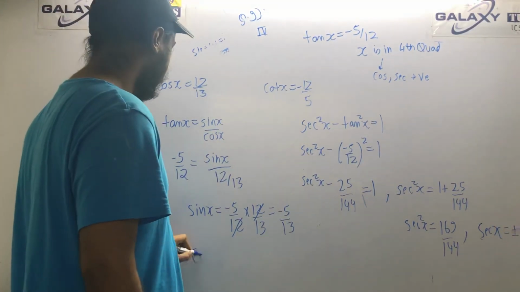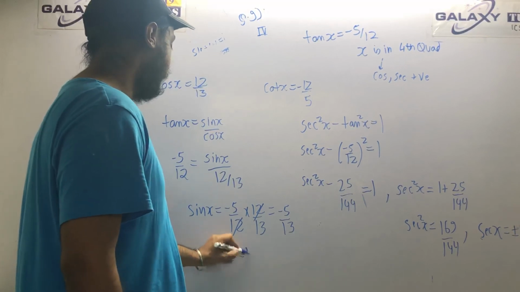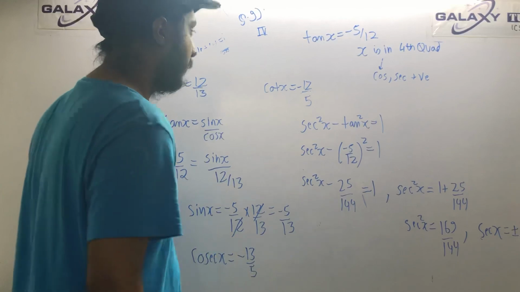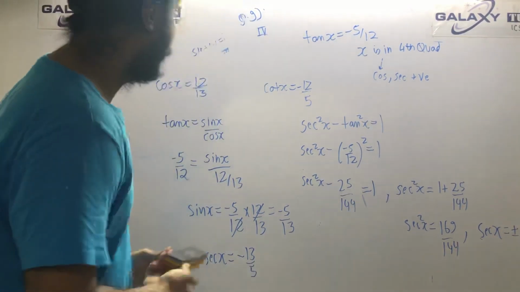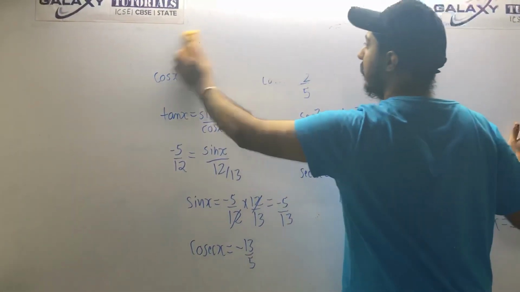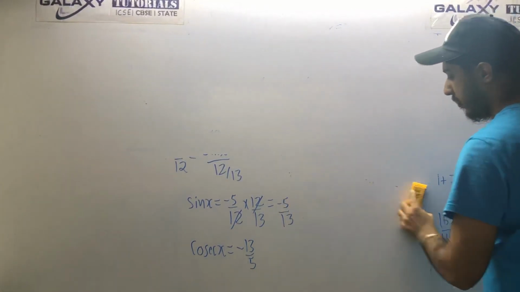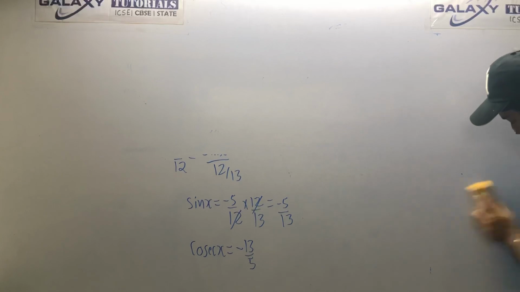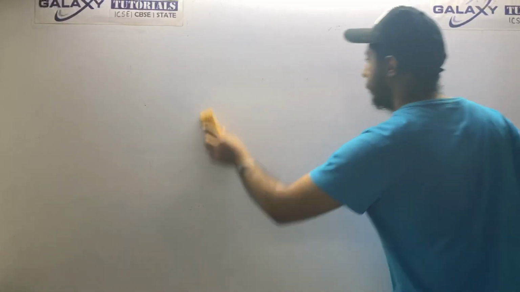And last is cosecant x, that will be minus 13 upon 5. Okay, so I think this was the last part of the exercise, and this is the end of the exercise. I hope this exercise is clear. I have done all the parts, nothing is remaining. So this is exercise 2.1, this is finished now. Okay, so I think for today this is enough.